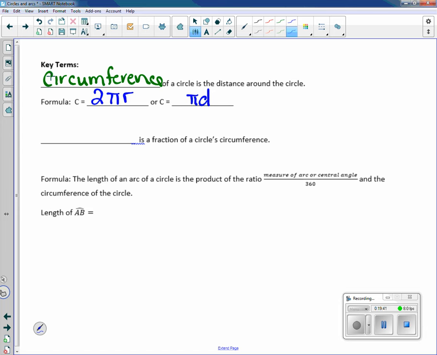But what if I only wanted to find the length of 2 crusts instead of all 8? That would be a fraction of the circumference. So that is the arc length. If I'm just asking for the arc length, I'm not asking for the whole pizza. I just want a portion of the pizza.